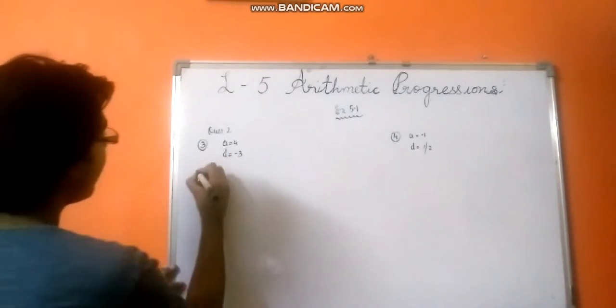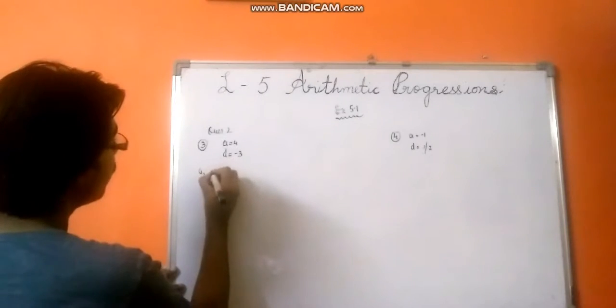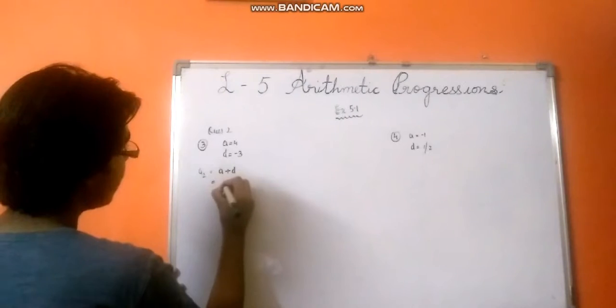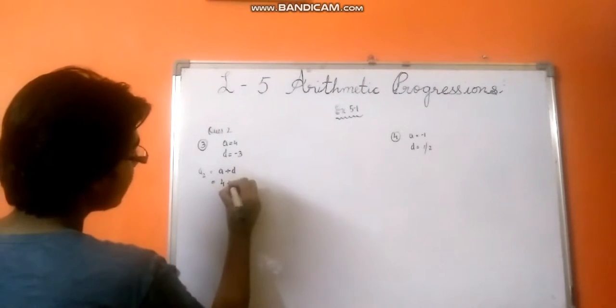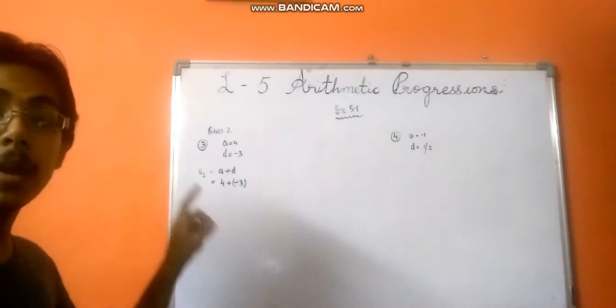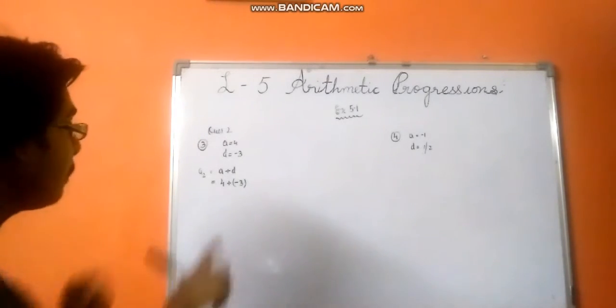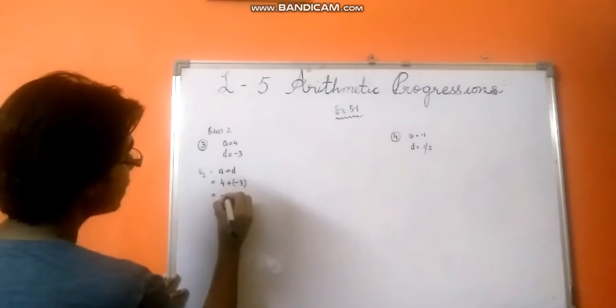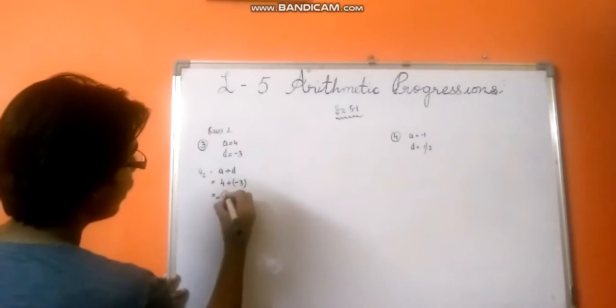So we know that if you have to find the second term, that is a2, we will be taking it a plus d. So what is a? a is given as 4 plus minus 3. Now here you need to pay attention because the minus sign is there. So we know that plus minus will become minus. So the next term that we will be getting is simply 1.